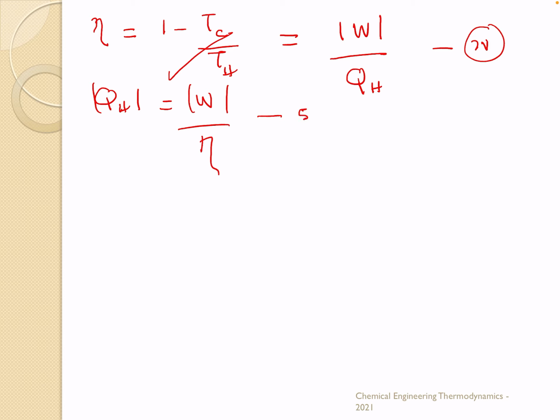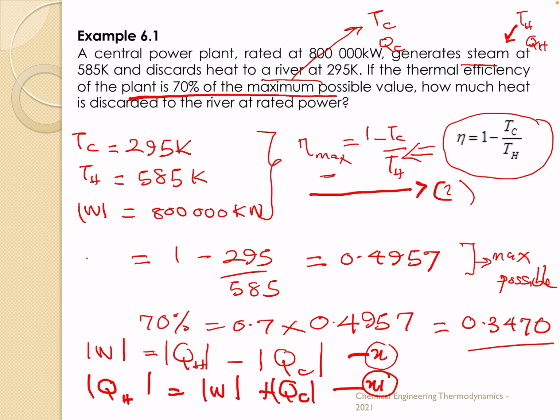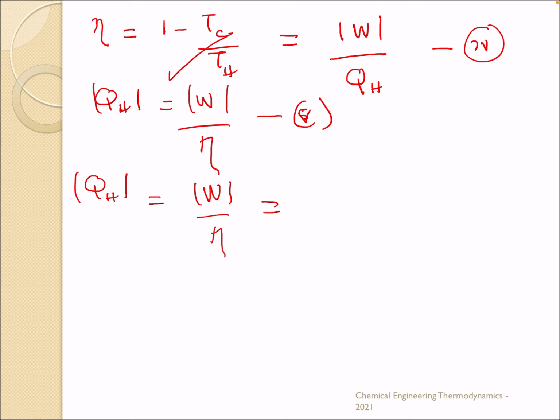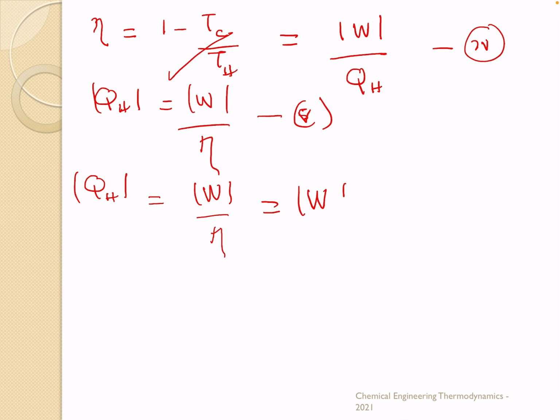So we call this equation 5. If we equate equation 3 and equation 5, we know that QH in equation 3 equals QH in equation 5. So we can then say QH equals this, work done, plus that at the cold reservoir.